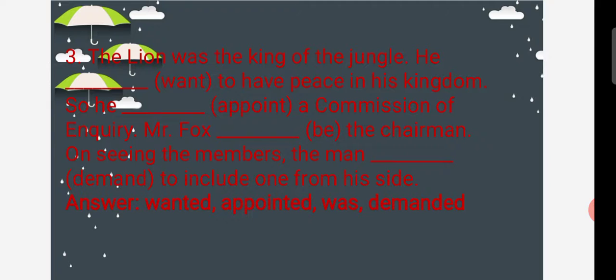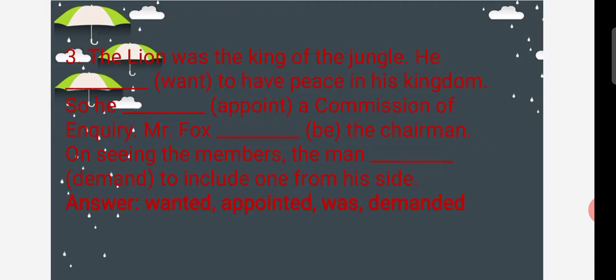Next question. The lion was the king of the jungle. He want, again past tense. Want, past tense is wanted, wanted to have peace in his kingdom. So he appoint, past tense is appointed, a commission of inquiry. Mr. Fox be here. Since everything is in the past tense, the past form of be here is was. Mr. Fox was the chairman. On seeing the members, the man demand, past tense is demanded, to include one from his side.